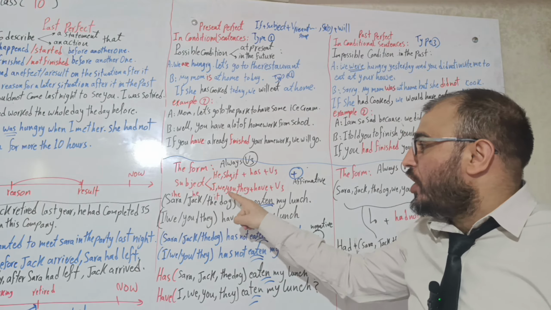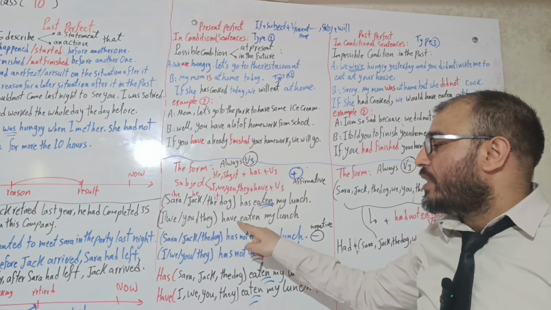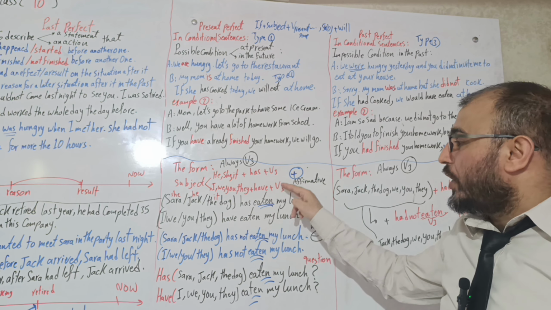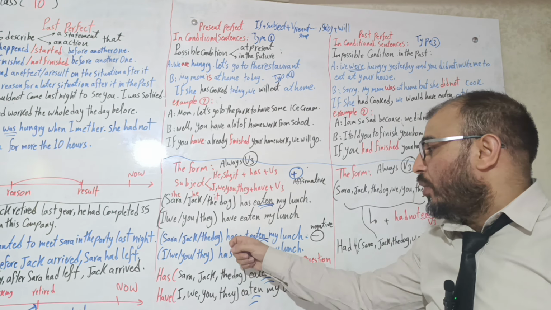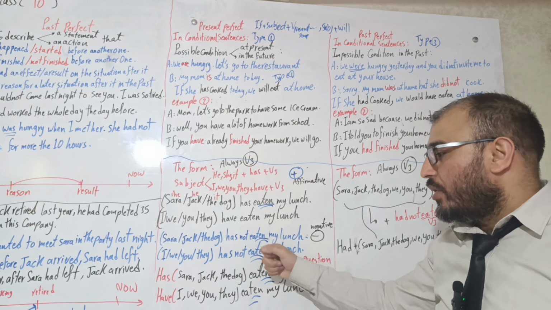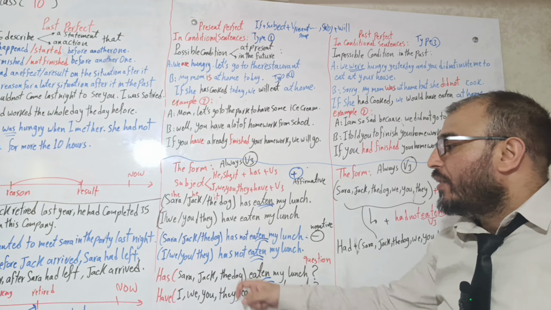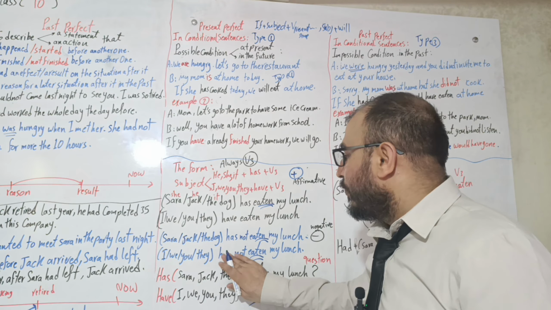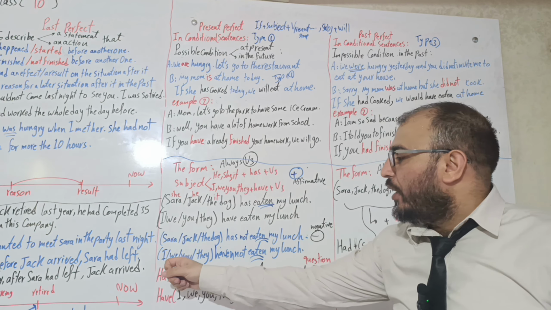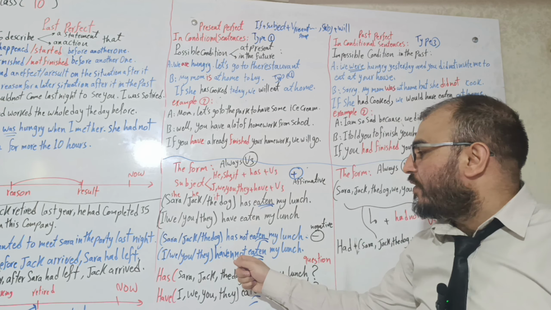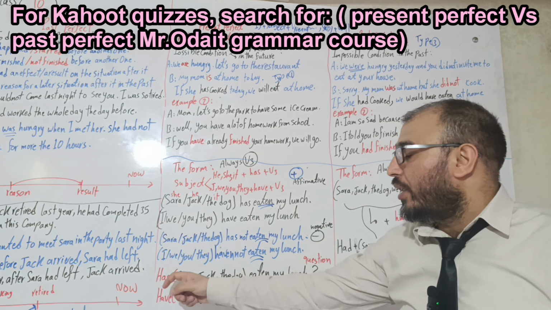If the subject is he, she, it, we use has. If the subject is I, we, you, they, we use have. Then the verb in the third form, always, as we said. For negative form, we use Sarah, Jack, the dog has not eaten. Also the third form. I, we, you, they have not eaten. Also the third form for the negative and the question.